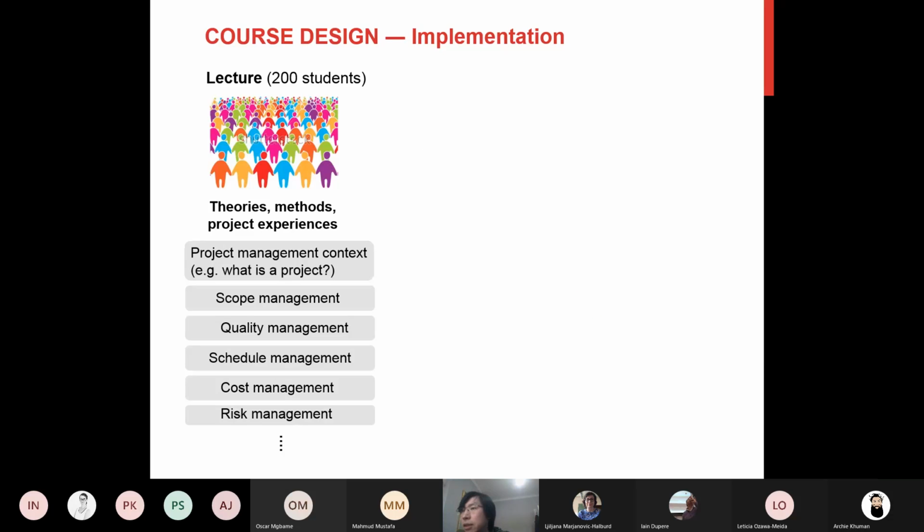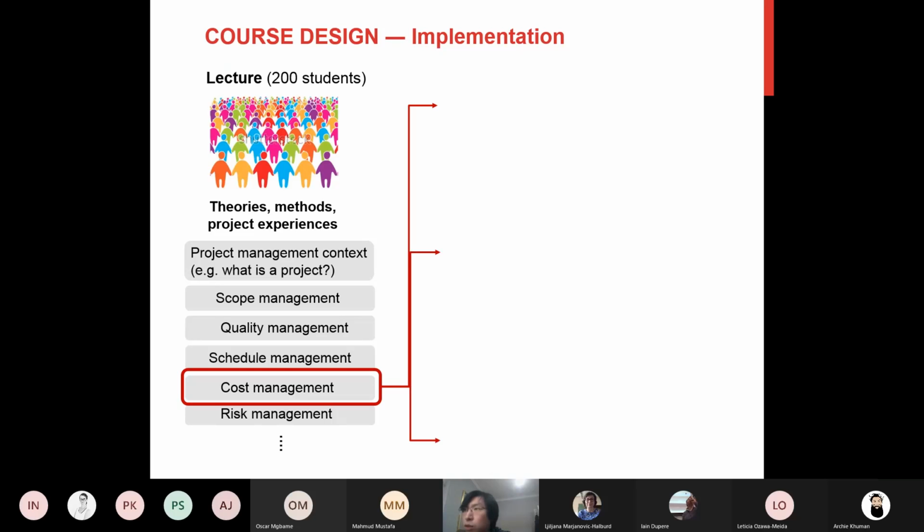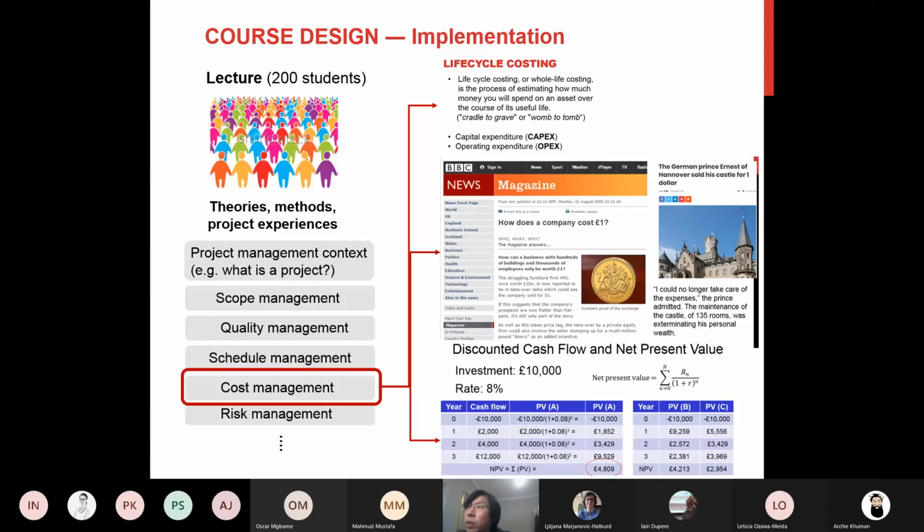And another example is the cost management. Based on our observation of previous year students, most of them do not really understand life cycle cost, where we need to consider both capital and operation cost. Because they always think that the cost only involves the money needed for buying the materials and hiring the labor, and then don't think about the maintenance of the solution. So to solve this issue, we provide a daily life example. For example, how does a company cost only £1?